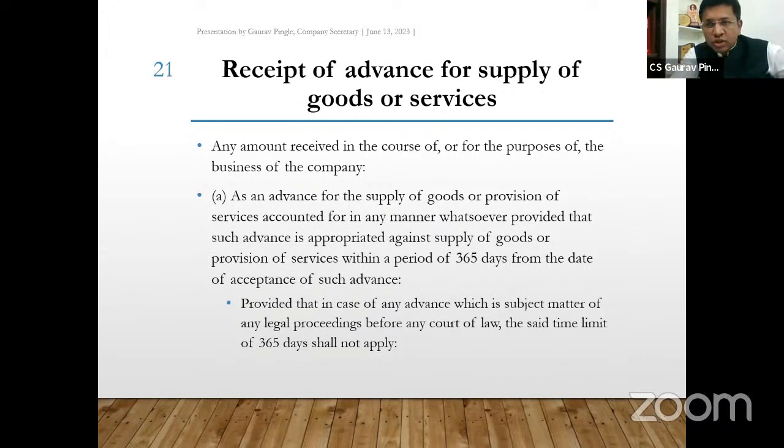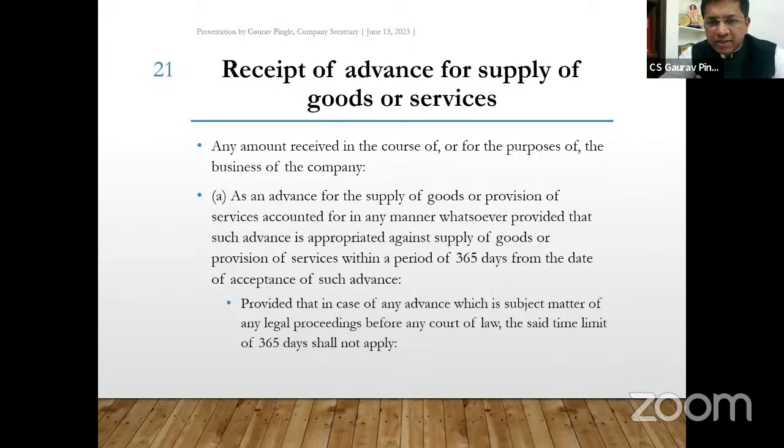This is the most crucial, most debated, and one of the most interpreted provisions since 2018, because it talks about advance, and quite a few chartered accountants I am aware of wonder how they actually comply with this provision. There is a misunderstanding that whatever is received today, if goods are not supplied or services are not supplied, then the amount is to be returned. But that is not the case if one or two conditions are satisfied.